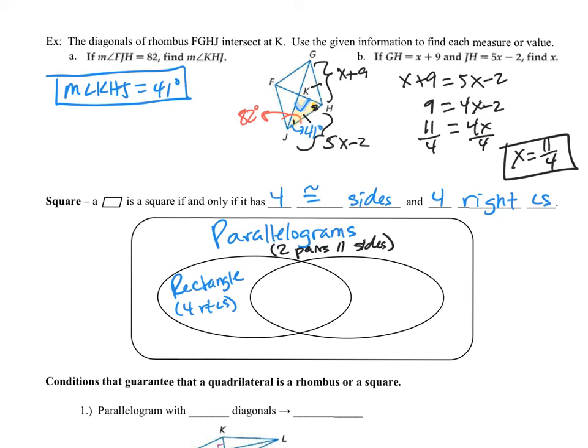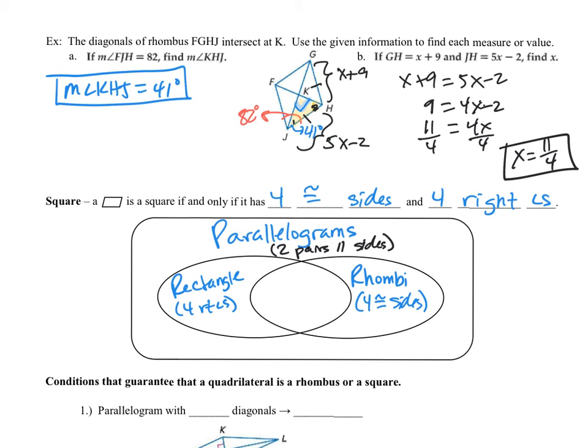Okay? And then the next special parallelogram we talked about was a rhombus. Let's let this oval represent the set of all rhombi. So I guess we'll write plural, we'll write rhombi. Okay, so what makes a rhombus a rhombus? The fact that it has 4 congruent sides.